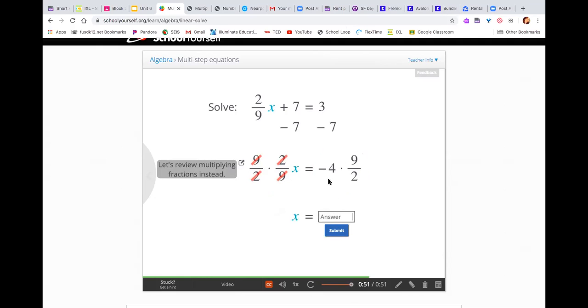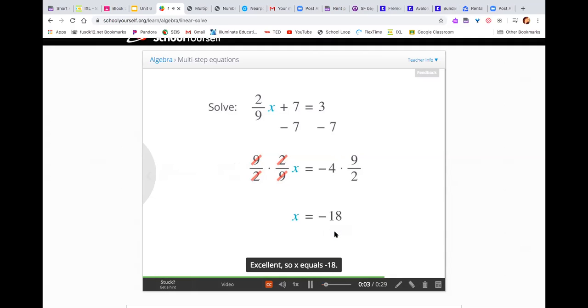So this problem right here is why we do it in steps, because then you have to times a whole number by a fraction. And the way we do it, we get rid of the fraction first, so we don't have to worry about it. Excellent. So x equals -18.